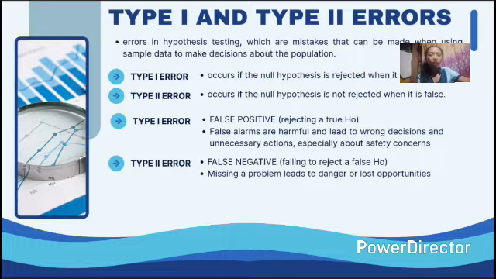A type 1 error is a false positive, or rejecting a true hypothesis. False alarms are harmful and lead to wrong decisions and unnecessary actions, especially with safety concerns, while a type 2 error is a false negative. Failing to reject a false hypothesis means missing a problem, which leads to danger or lost opportunities.